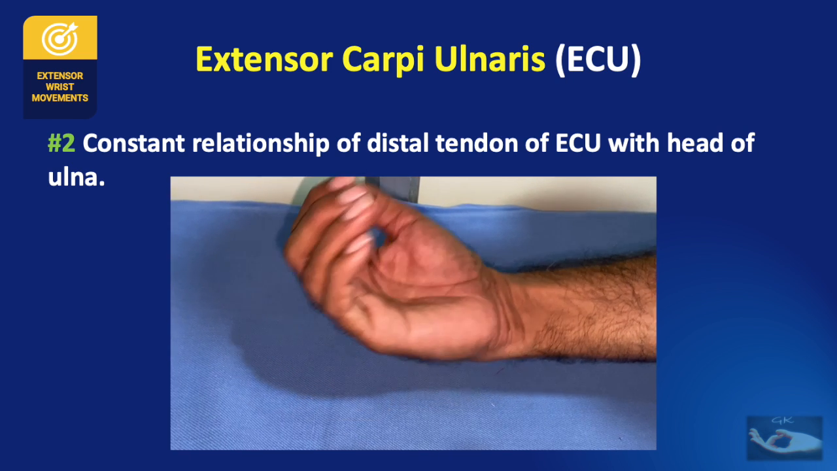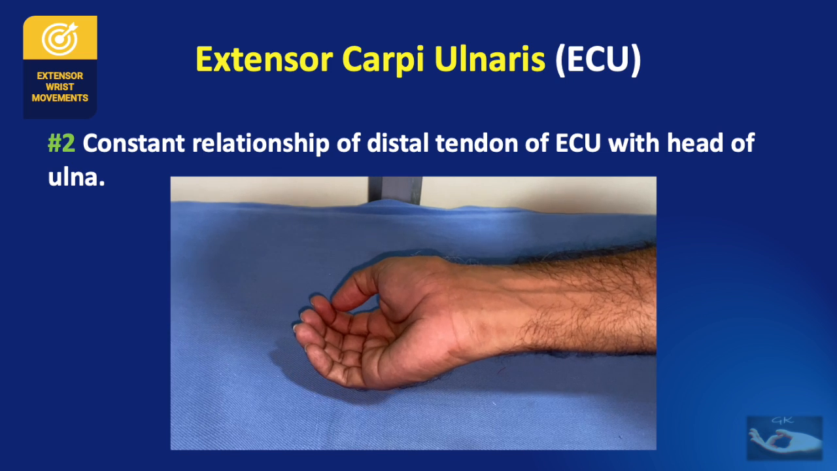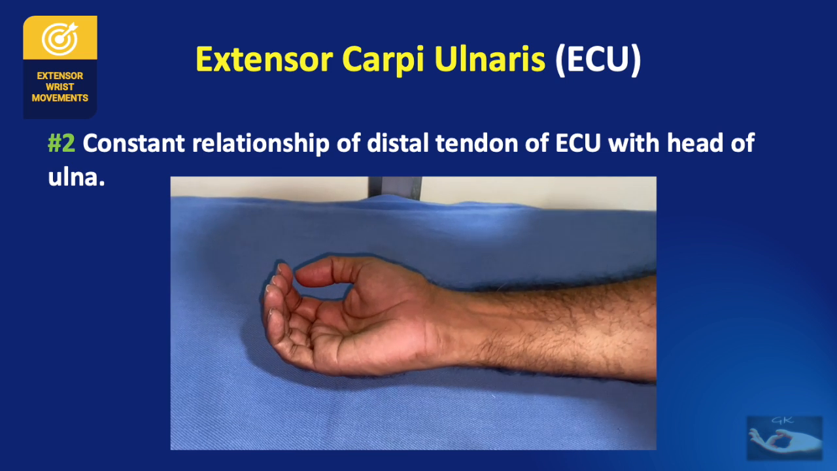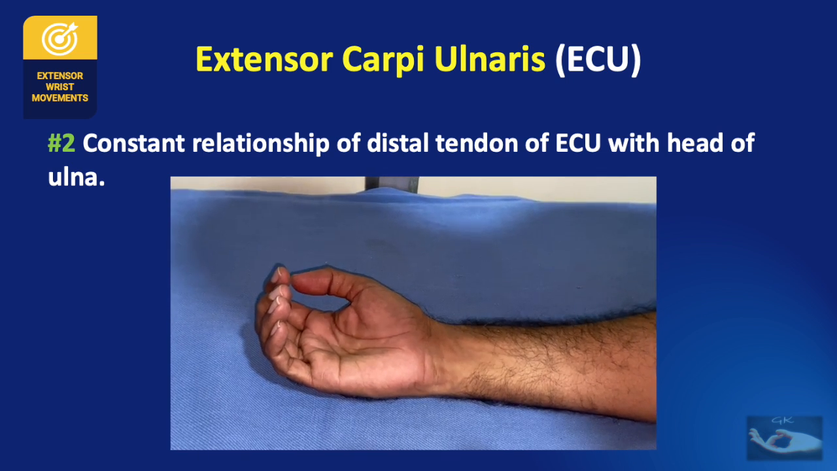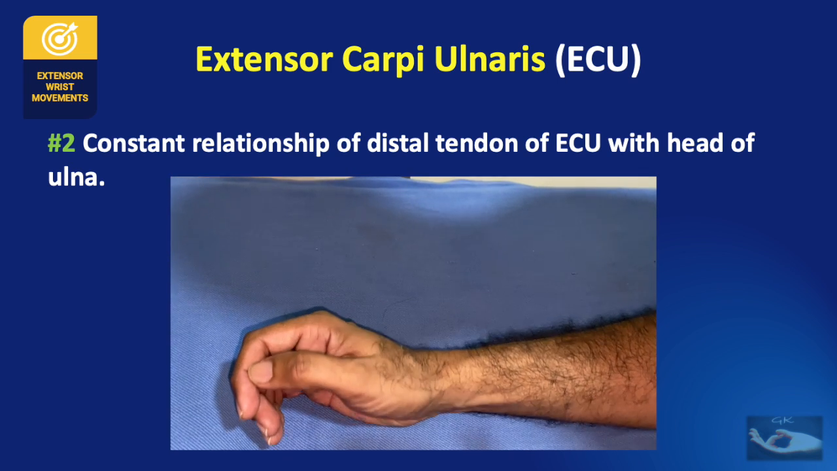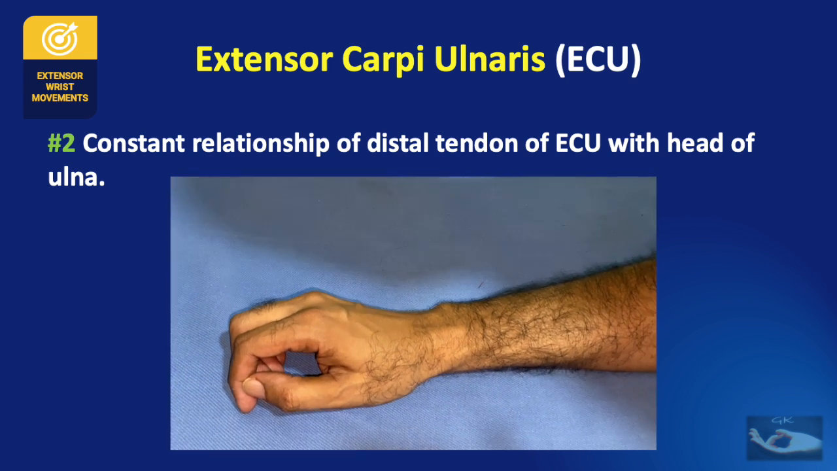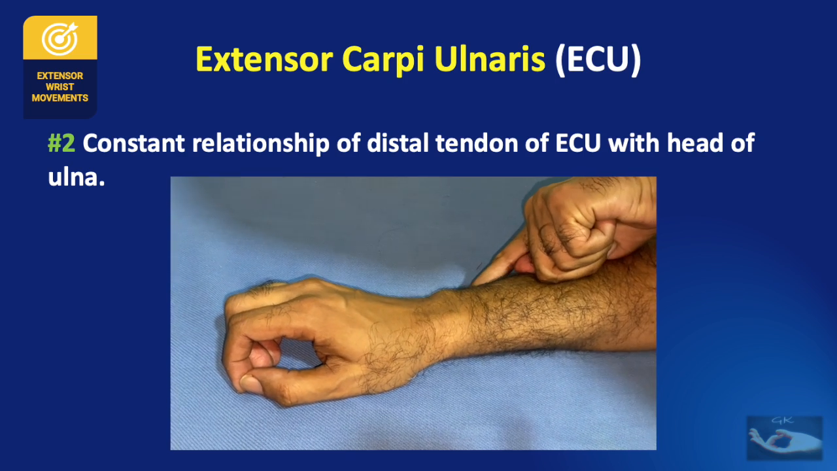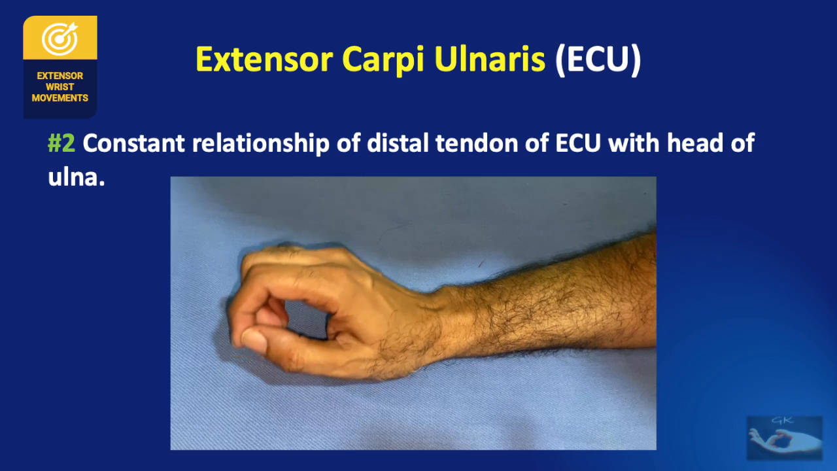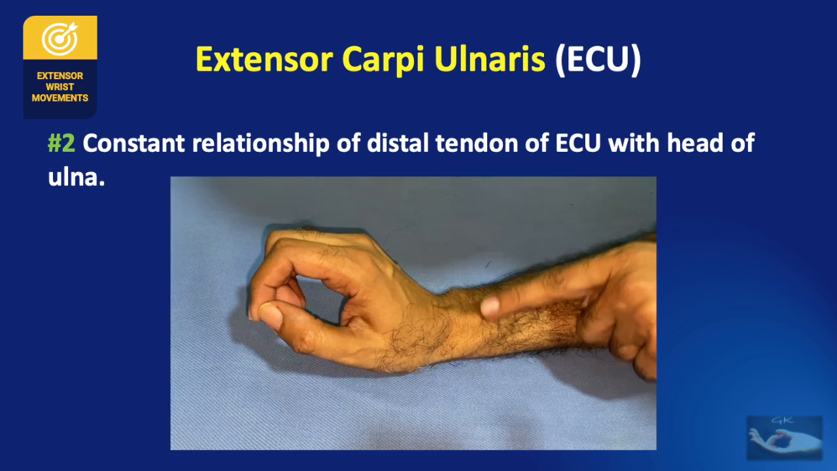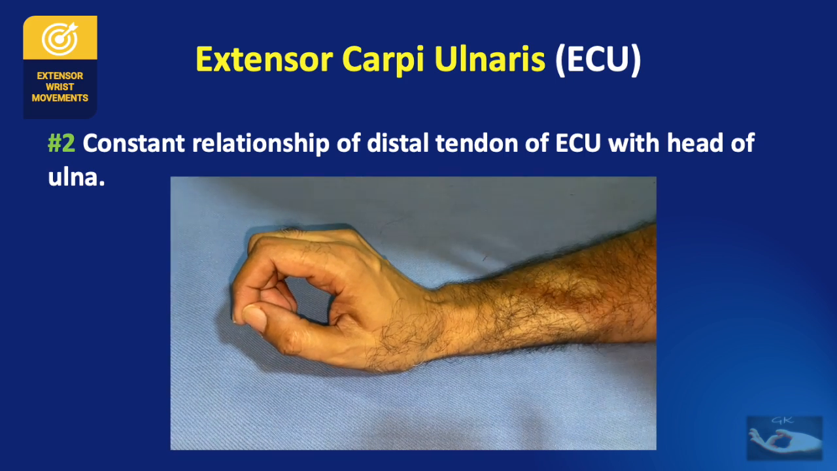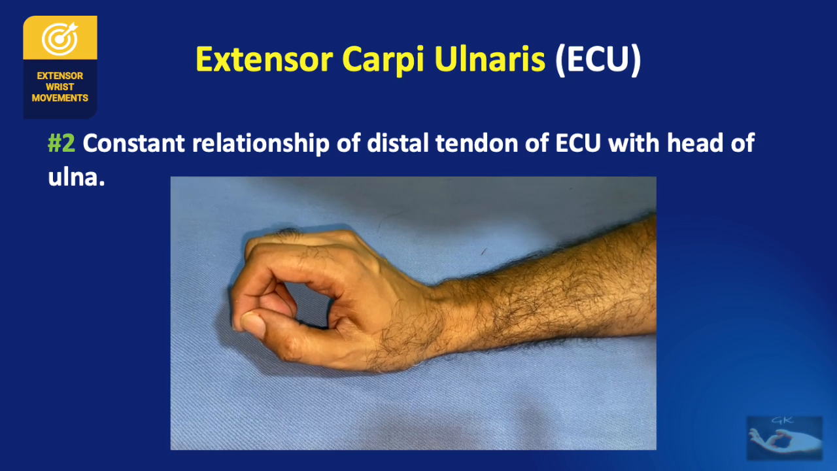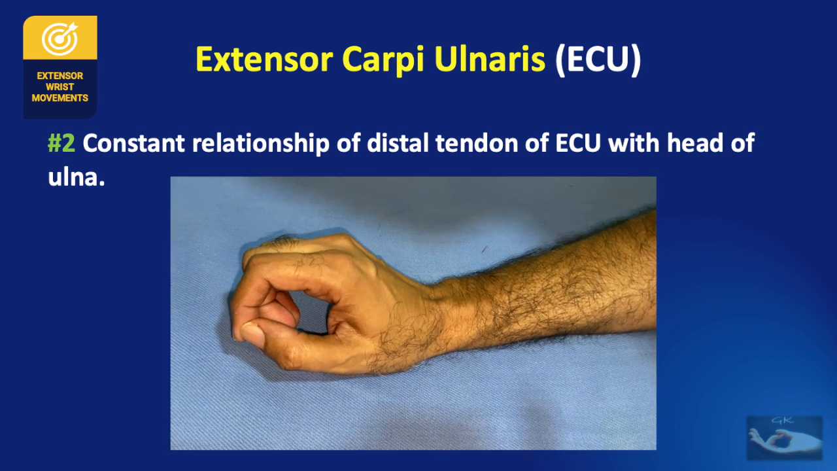In completely supinated forearm, both the ECRL and the ECU will be extensors of the wrist. But when the forearm goes into prone position, the radius has rotated around the ulna, so only the extensor carpi radialis longus will continue to extend the wrist, while the extensor carpi ulnaris will not act as an extensor in this position.